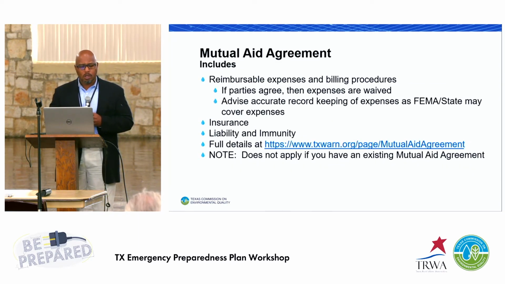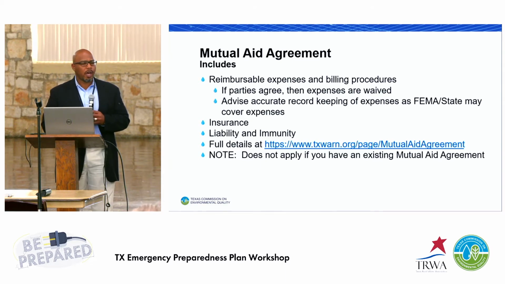And then, of course, between the two parties, they'll work out reimbursement of expenses and billing and how that's going to work. So TxWarn doesn't get in the middle of that. That'll be between the responding utility and the requesting utility. That agreement also has insurance lined out, liability and immunity. And so all the full details on the TxWarn Mutual Aid agreement is here at the website.